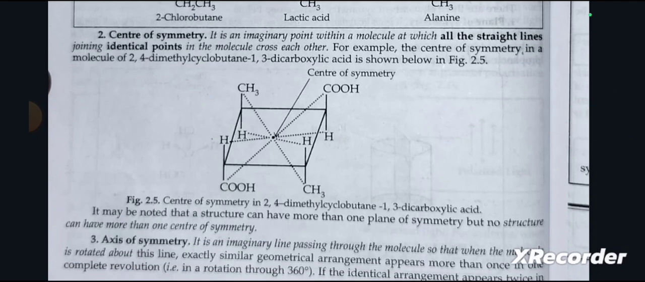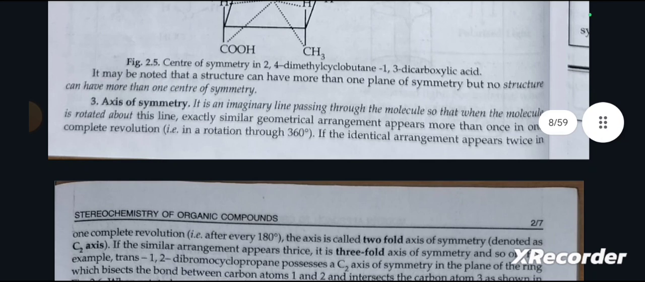Second, center of symmetry. It is an imaginary point within a molecule at which all the straight lines joining identical points in the molecule cross each other. For example, the center of symmetry in a molecule of 2,4-dimethyl cyclobutane-1,3-dicarboxylic acid is shown below in figure 2.5. It may be noted that a structure can have more than one plane of symmetry, but no structure can have more than one center of symmetry.